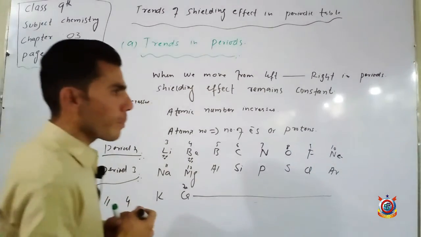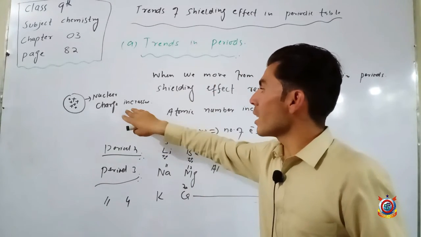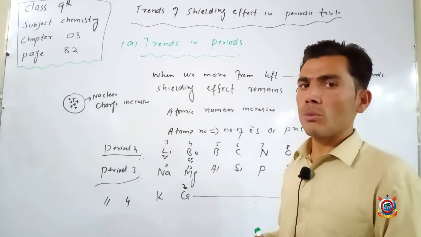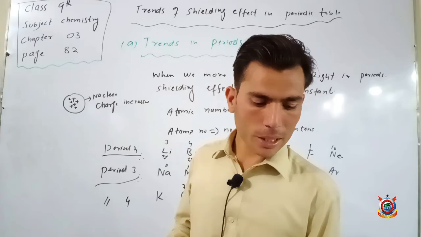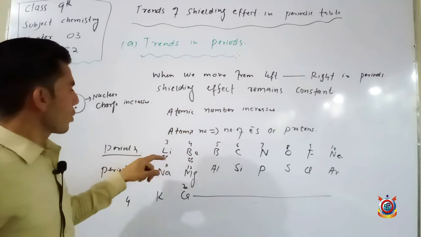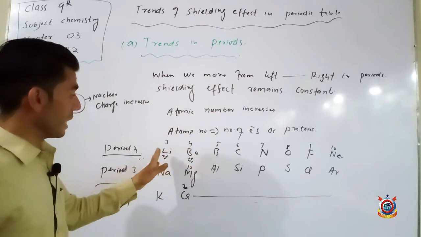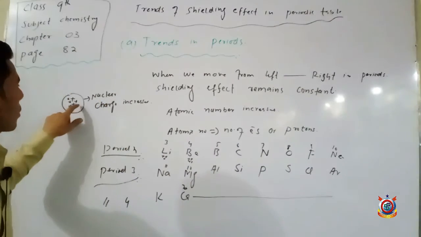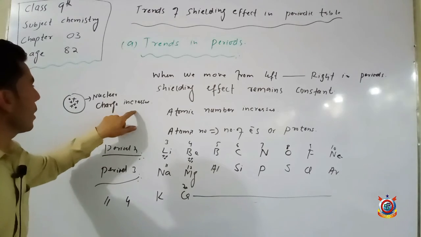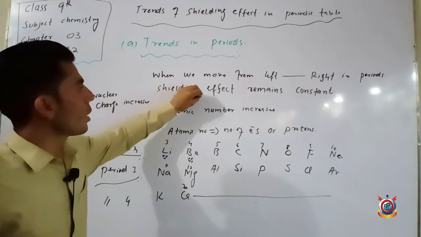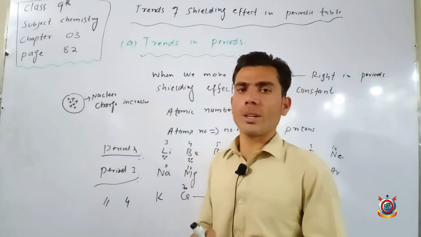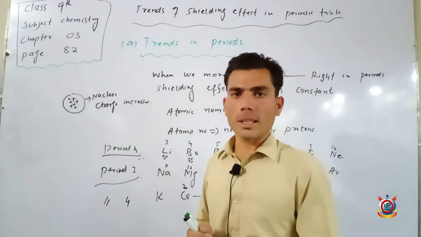Moving from left to right, what happens? Nuclear charge increases, and finally this increasing nuclear charge wins over the shielding effect, and shielding effect remains constant when we move from left to right in the periods in the periodic table. What happens when we move from left to right? Atomic number increases. Atomic number is the number of protons or electrons. So atomic number increases, it means that the positive charge on the nucleus increases, and hence consequently this increasing nuclear charge wins over the shielding effect, and hence shielding effect remains constant when we move from left to right in periods in the periodic table.